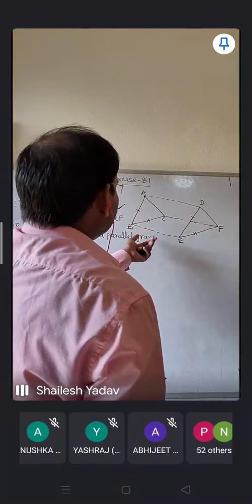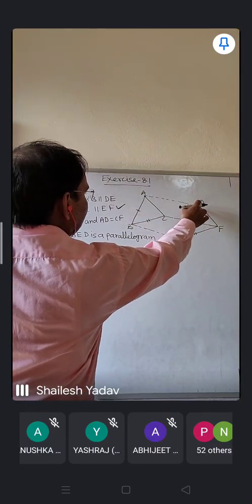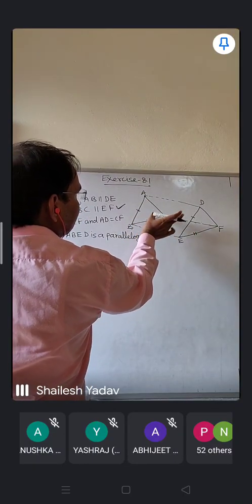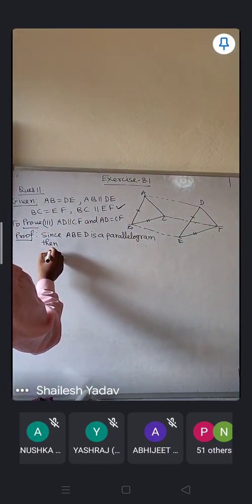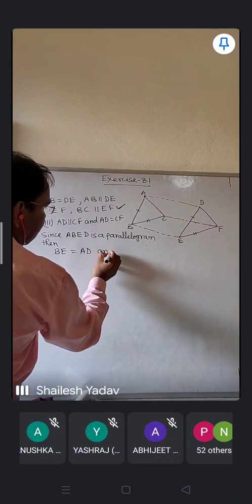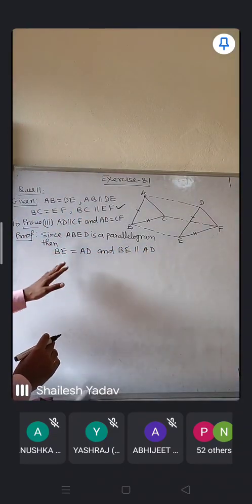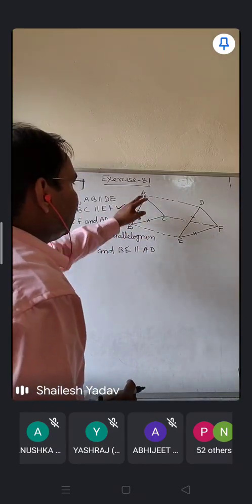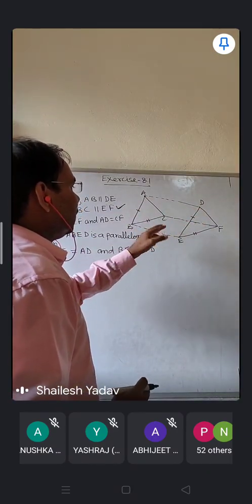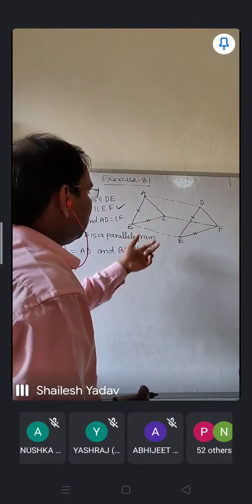Okay, since ABED is a parallelogram, it means that in the parallelogram opposite sides are equal and parallel. So if ABED is a parallelogram, that is proved. So here we can write BE equal to AD and BE parallel to AD. In a parallelogram, opposite sides are equal and parallel. So in the parallelogram ABED, these two are the opposite sides, so BE equal to AD and BE parallel to AD.